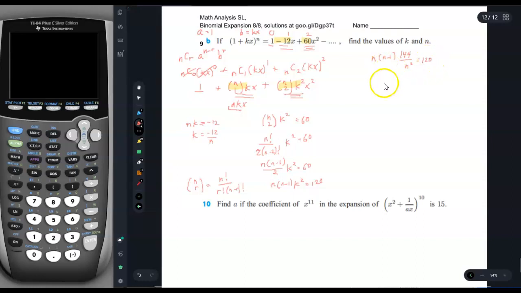So now we have n minus 1, and so the n cancels with the n squared, and then we just have n here. And now we have n minus 1 divided by n equals 120 over 144. Okay, now we can just solve this with algebra, right? We can multiply both sides by n. We could multiply both sides by 144. So that would be, do a cross multiply to get rid of the fractions here. Okay, 144n minus 144 equals 120n.